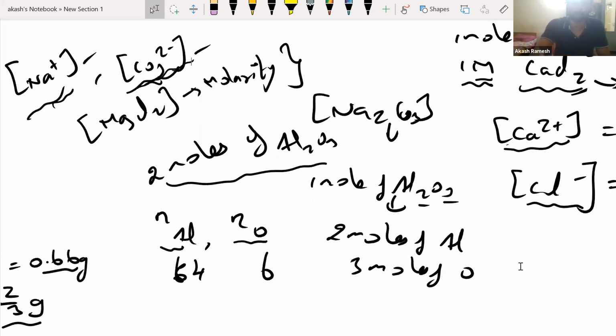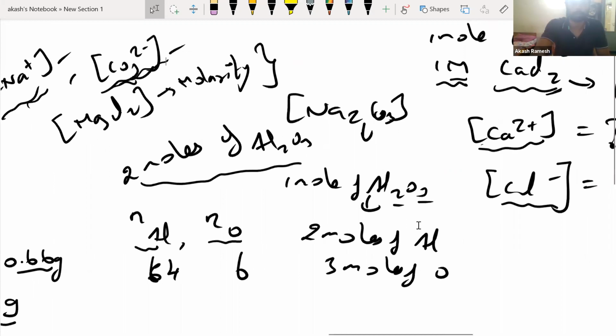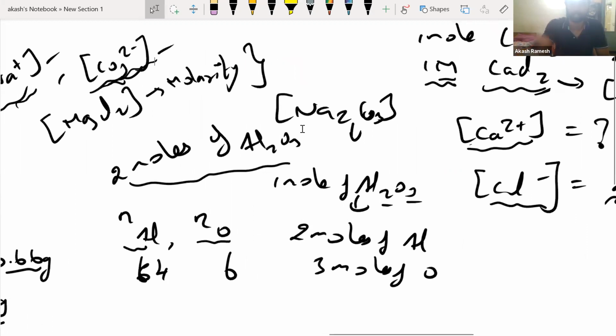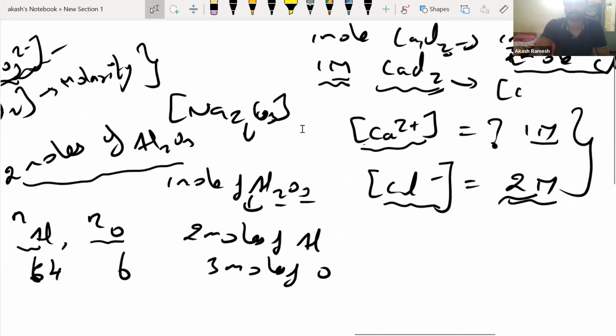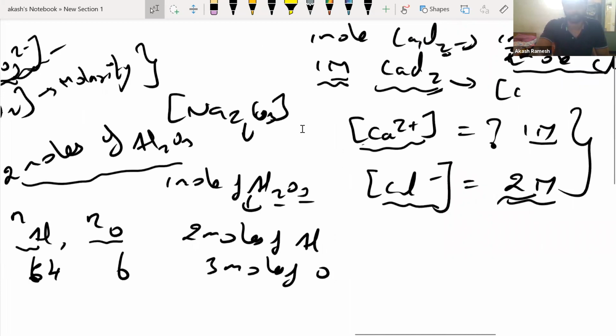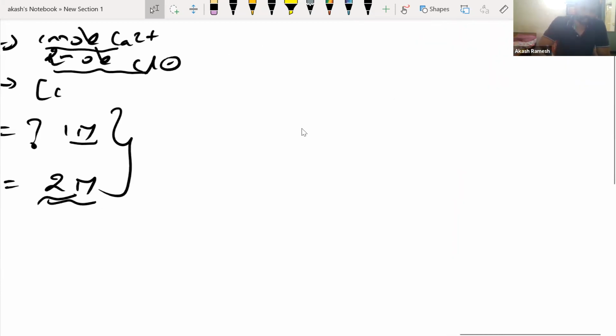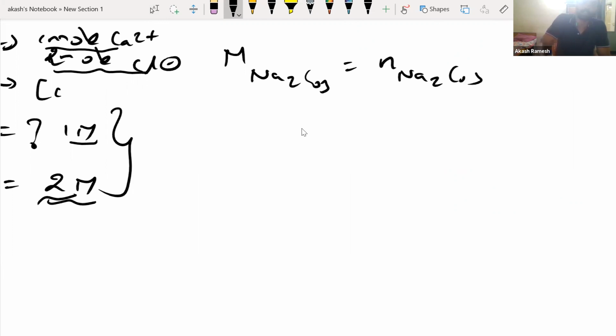If you just calculate the molarity of this entire solution properly, the next two are very easy, very simple. Basically, I can write the molarity of Na2CO3 as the number of moles of Na2CO3 divided by the volume of solution in ml, into 1000. This is what we have.